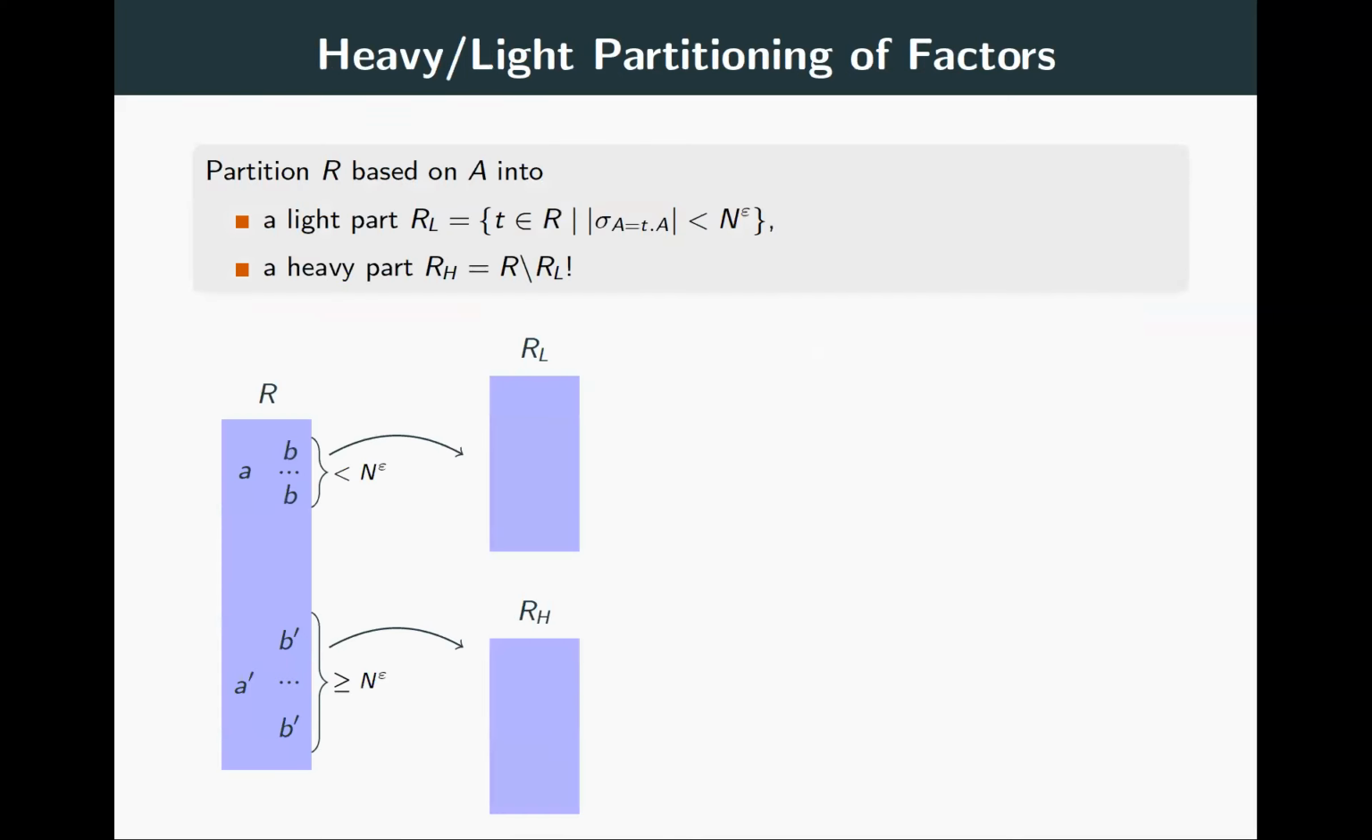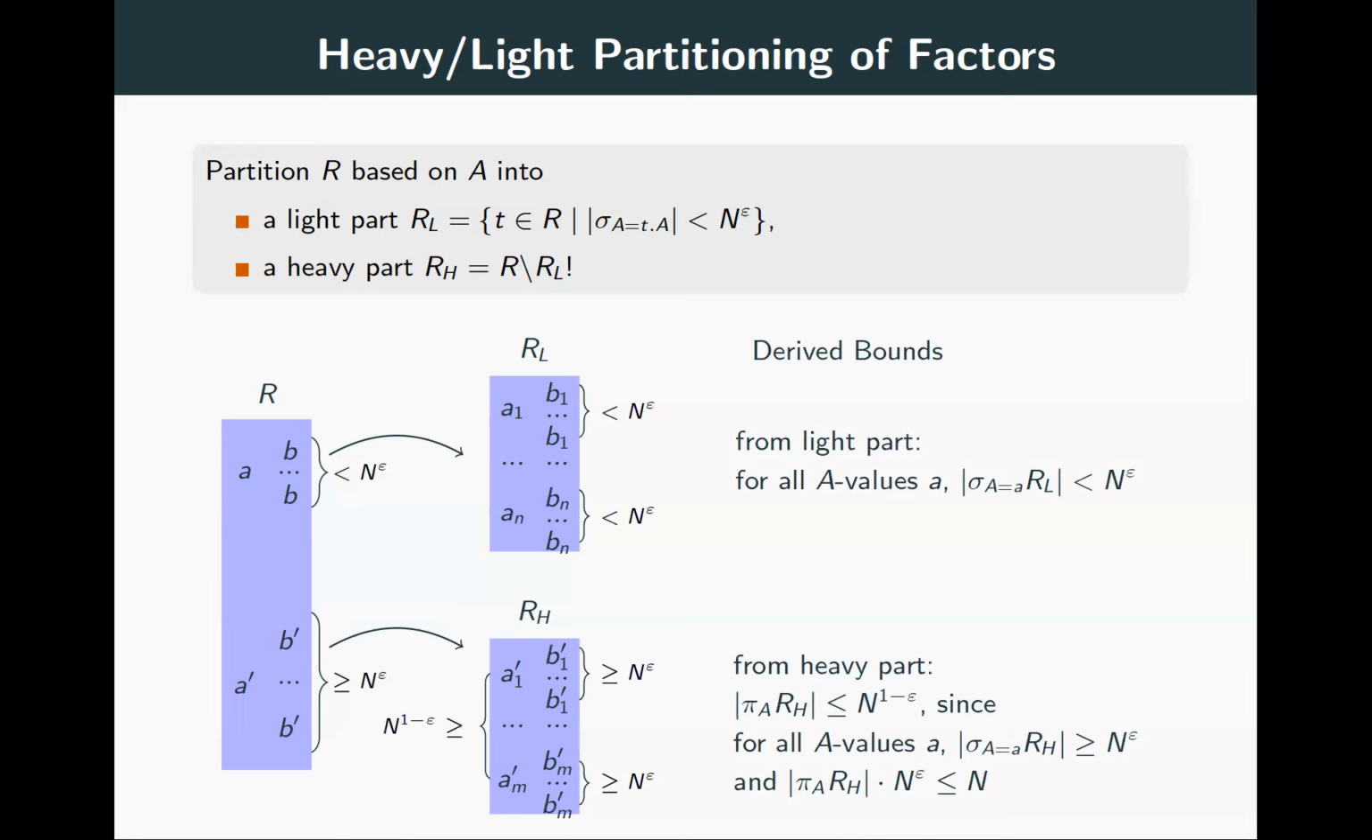So what is this heavy and light? Imagine I have this relation R here, and I partition it on A in the following way. If this A has less than n to epsilon B's, I put it in this part, which is indexed L, which means light. So all these A values in here are light. Whereas if another value A prime has more than n to epsilon, then I will put it in the heavy part. Okay, so then it's clear that if I take the union of the two, I get in fact the original relation, because a value can be either heavy or light.